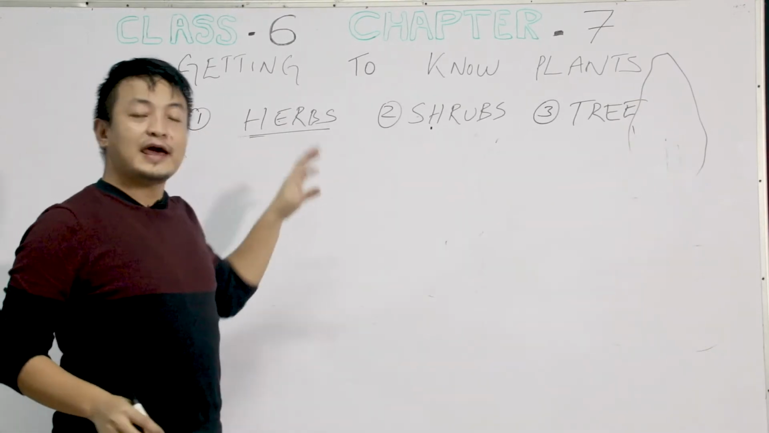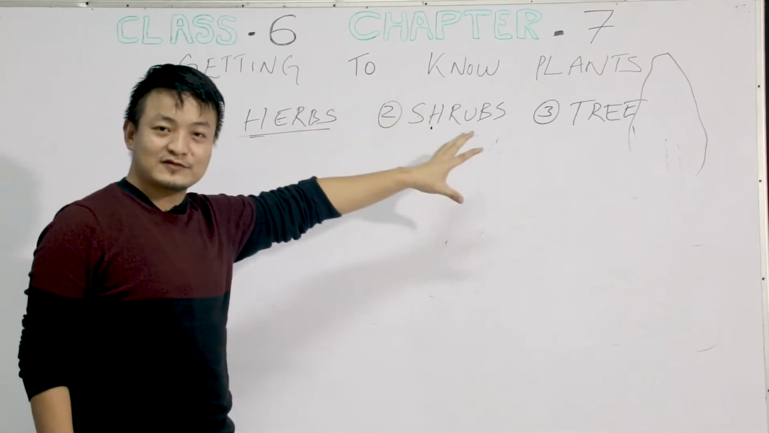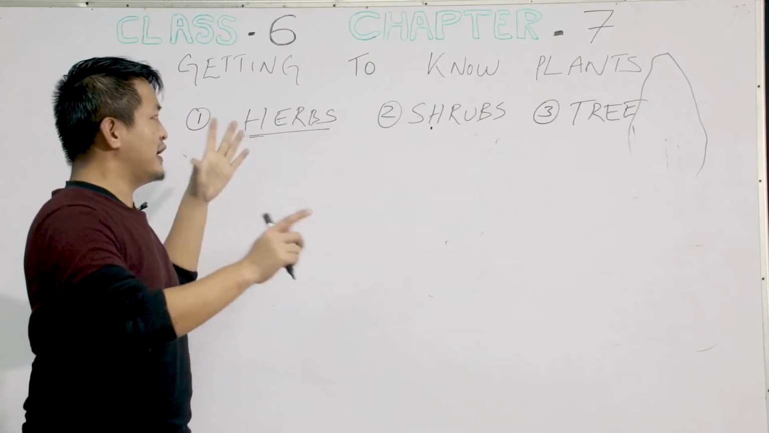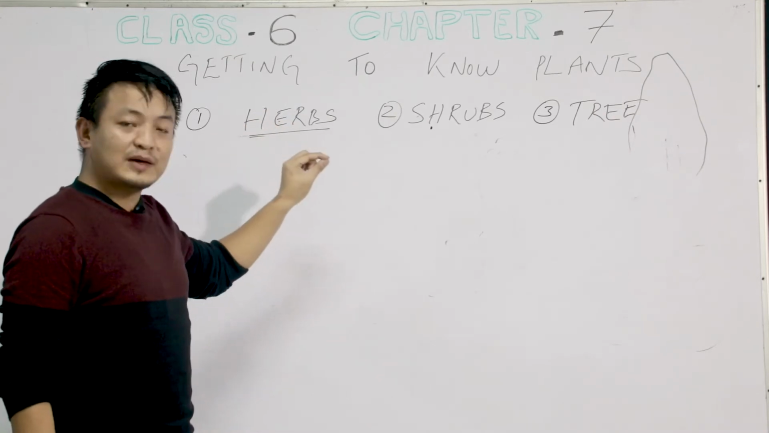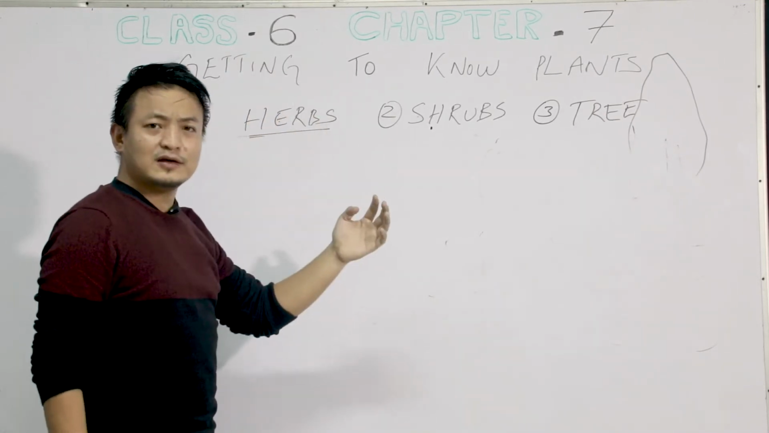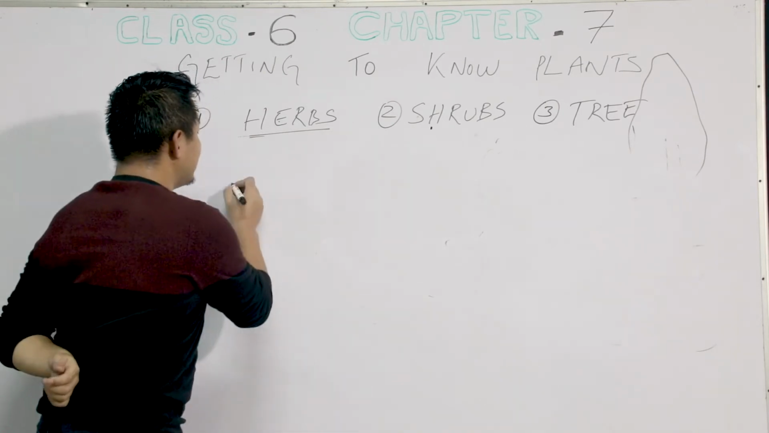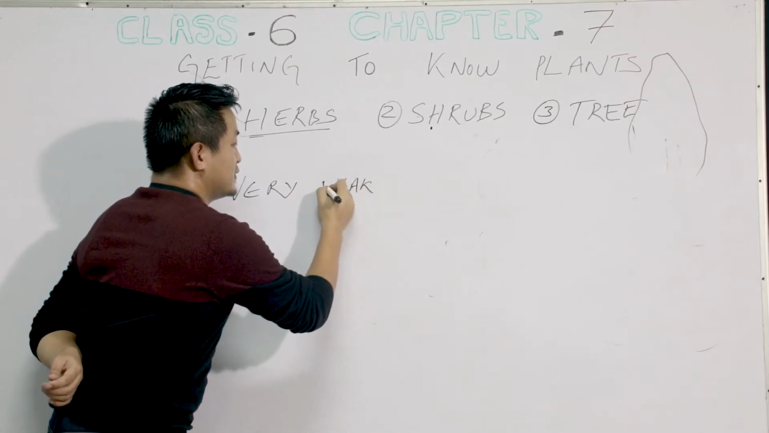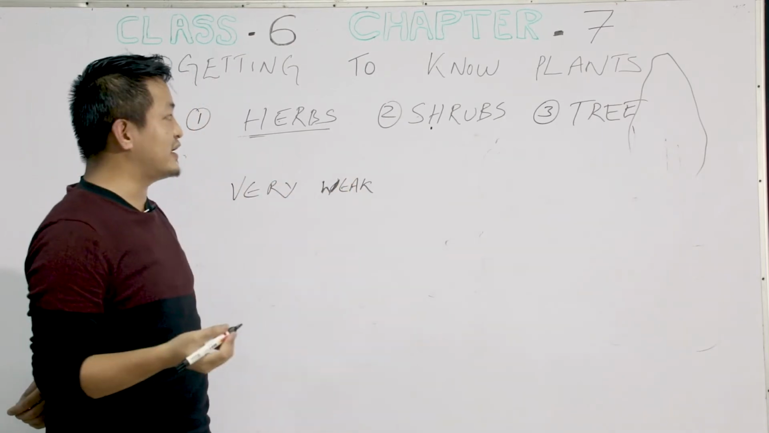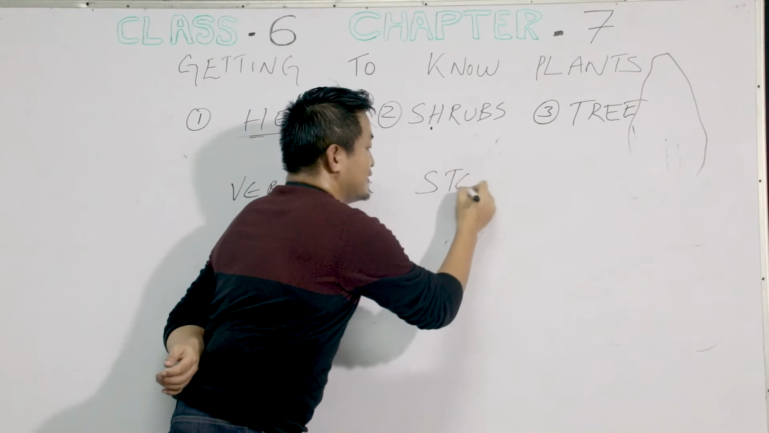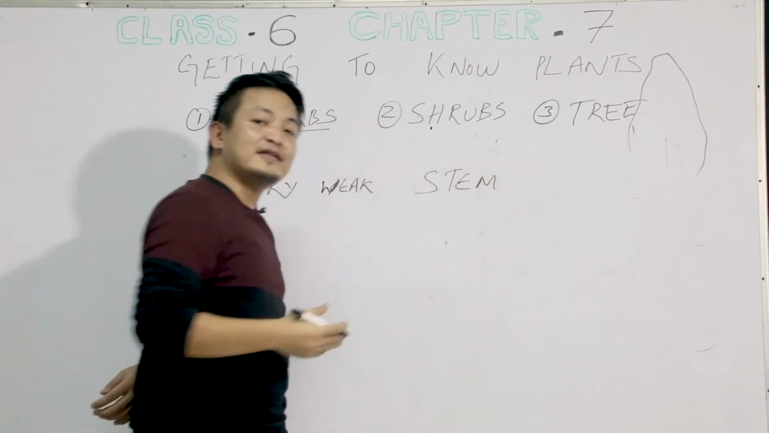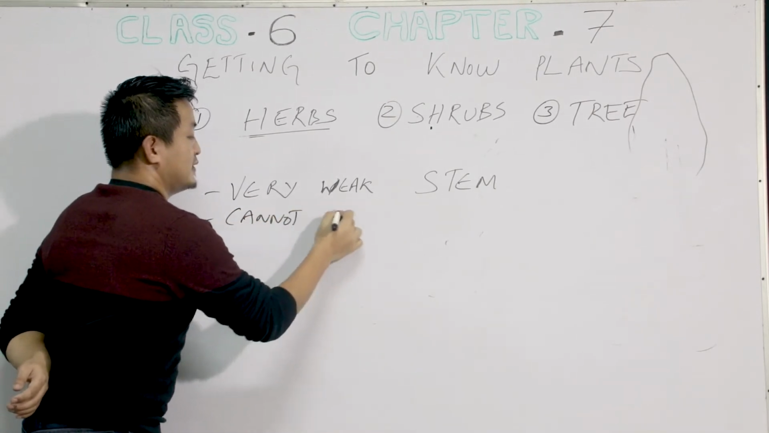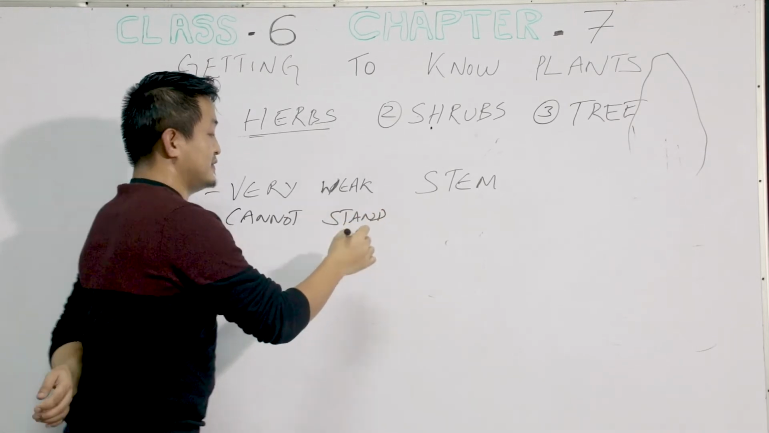Clear? Okay, so students, apart from these three types of plants, I'm sure you are familiar with them, as we see them every day. But apart from these three types of plant, we also have other types of plant. Those plants are very weak, or we'll say they have weak stems, and they cannot stand upright.